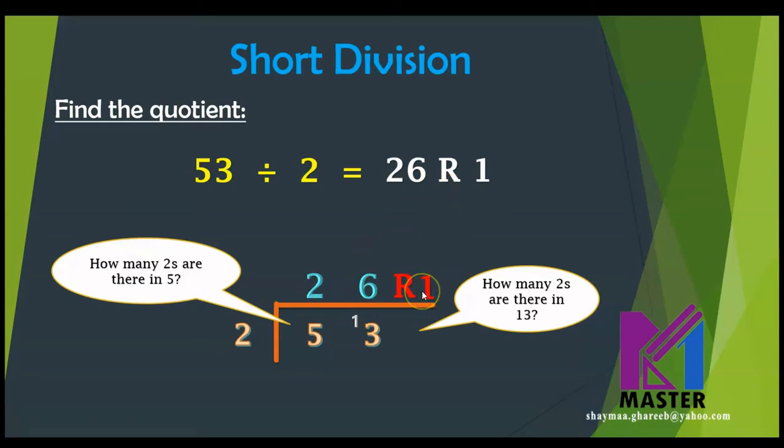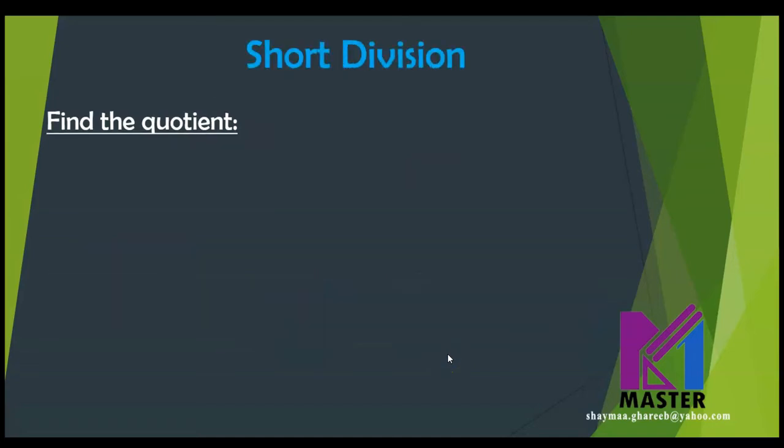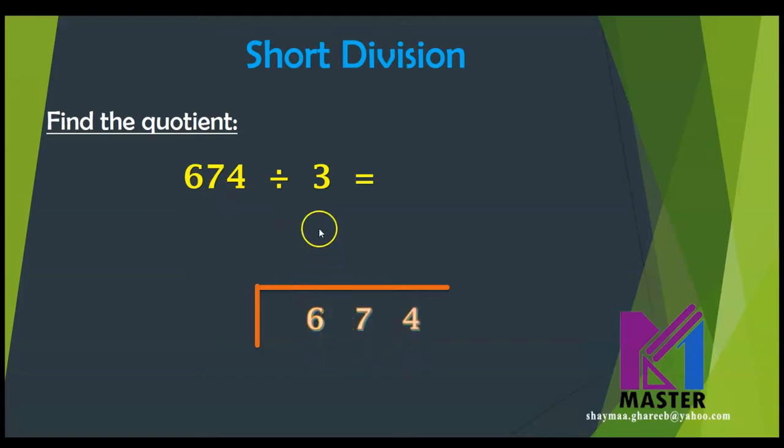26, remainder 1. Now we are going to do one more example to make the short division more clear to you. I have a 3-digit number, 674 divided by 3. First, I'm going to write the division sign. Then I will write 674 under the division sign. Then I will write the divisor on the left side here.